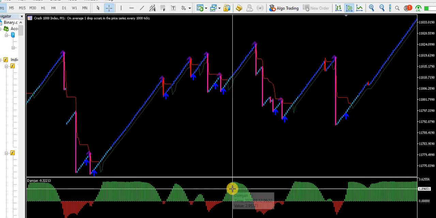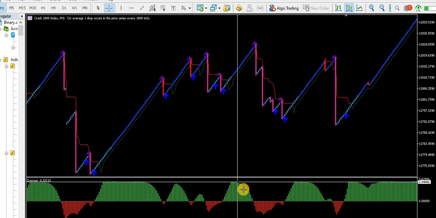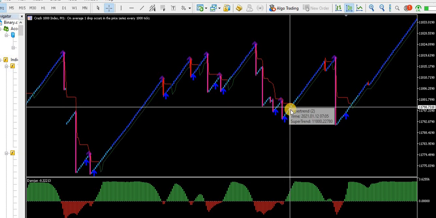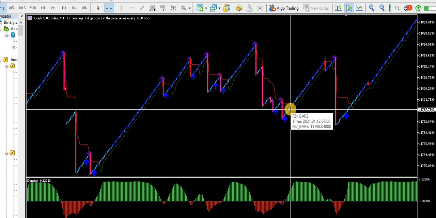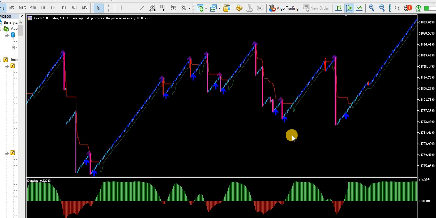If your oscillator here is smaller than the previous one, it tells you that the trend is really not very strong, so you can come and ride down with it. So take the 1000s with a pinch of salt, but this strategy works very well with the 500s.